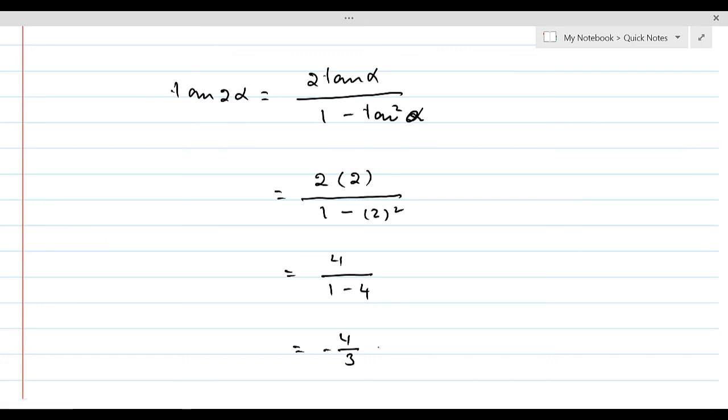This is how we can simplify any trigonometric identities if we know the basic trigonometric identities, half angle trigonometric identities, and double angle trigonometric identities.